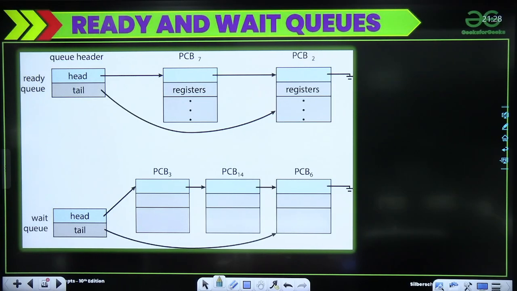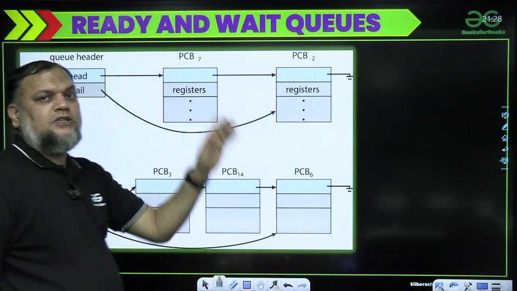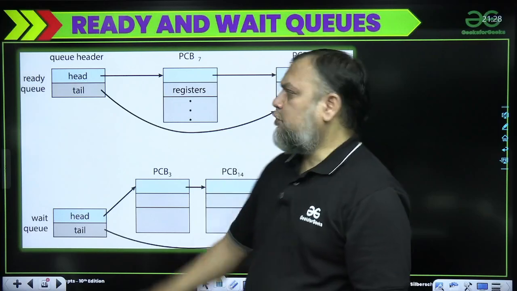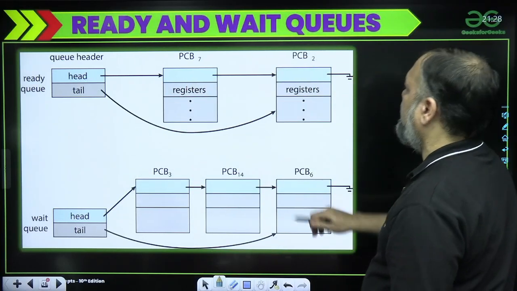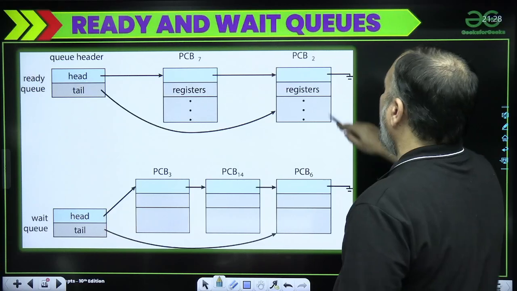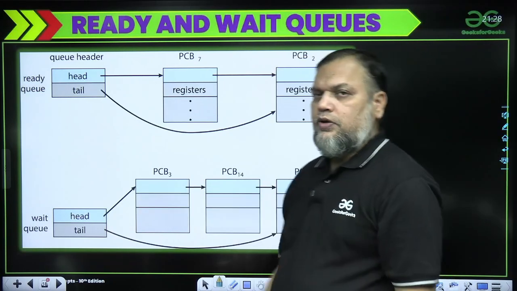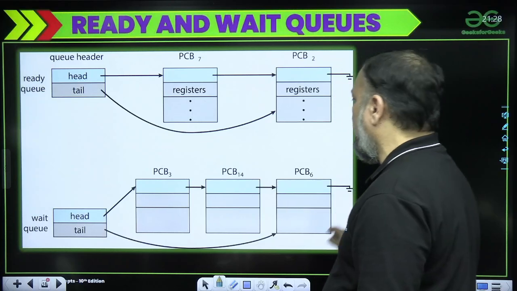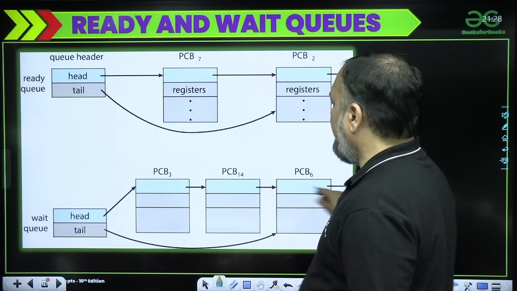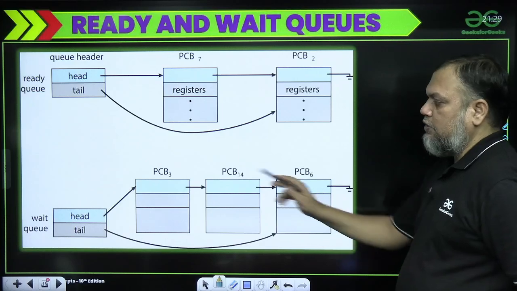So what does the ready queue contain? The ready queue is nothing but a linked list of PCBs, process control blocks, of those processes which are ready to run. This is the PCB of some process 7, PCB of some process 2, and these are the head and tail pointers. Why are we having a tail pointer? So that we can add new PCBs at the end. Like that is the waiting queue or block queue. Per device I can have its own queue. So this is a device queue containing PCBs of the processes that are blocked for performing IO operation from this device.